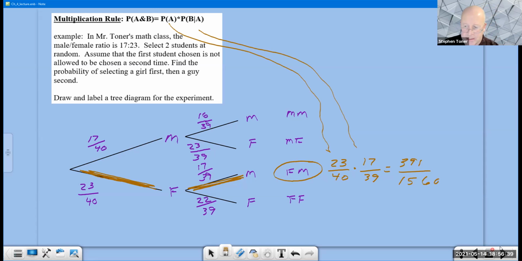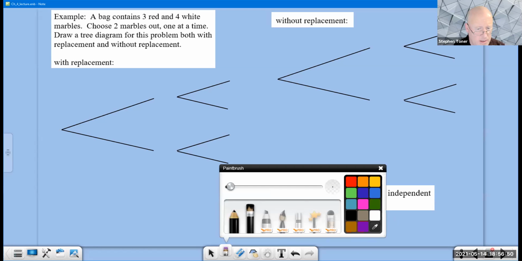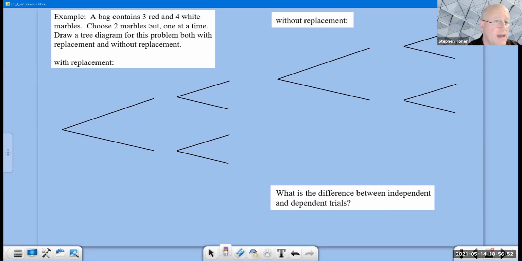Okay, let's take a look at our next problem. Now we've got our typical marbles in a bag problem, and I'm going to do this one a little bit differently. Let me draw a bag. We've got a bag with 3 red and 4 white marbles in it. So here we go with a bag. I'm going to write 3R and 4W. Okay, we're going to choose 2 marbles out one at a time. And we're going to draw a tree diagram both with replacement and without replacement.